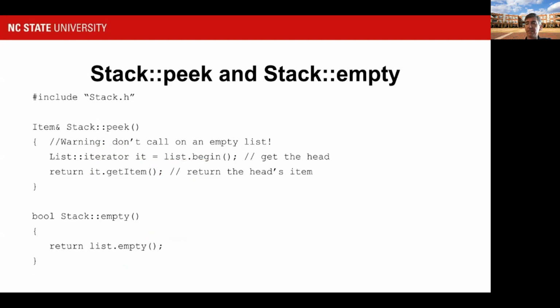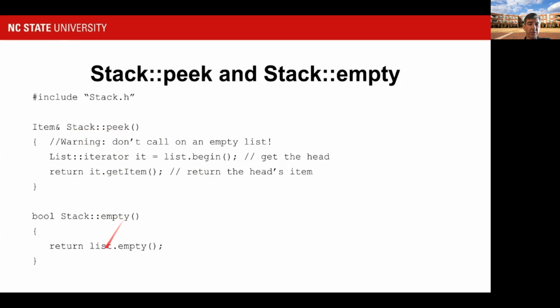Since stack doesn't have permission to just look inside the list, it can't just grab the head pointer and grab the information out of it. It's got to use an iterator to get an object, a handle to the first node of the list. And then that iterator has a function called getItem that gives us a reference to the first item. And then we return that from peek.